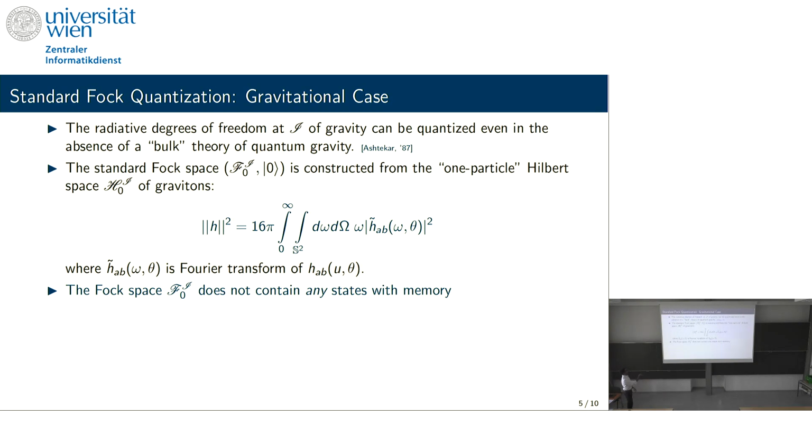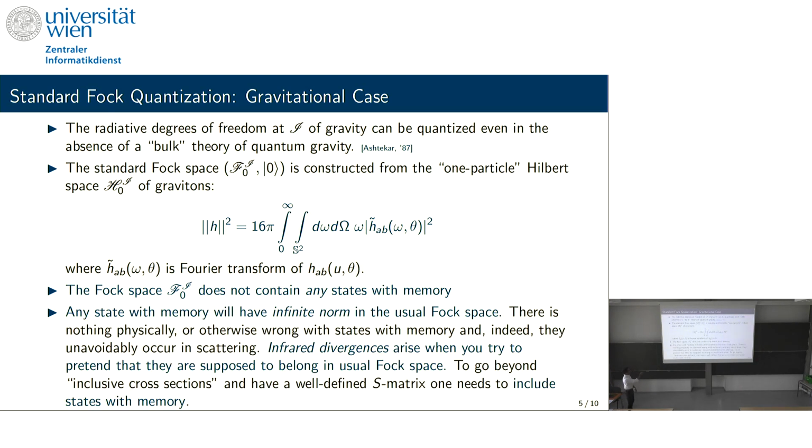What does this mean? The standard Fock space that you're supposed to use in scattering theory doesn't contain any states with memory. Any state with memory will have infinite norm in the usual Fock space. There is, I hope it is clear, nothing physically or otherwise wrong with states with memory, and they will unavoidably occur in scattering theory. The infrared divergences that have been around since the 1930s simply arise when you try to pretend that the state that you get from scattering theory belongs in the usual Fock space.